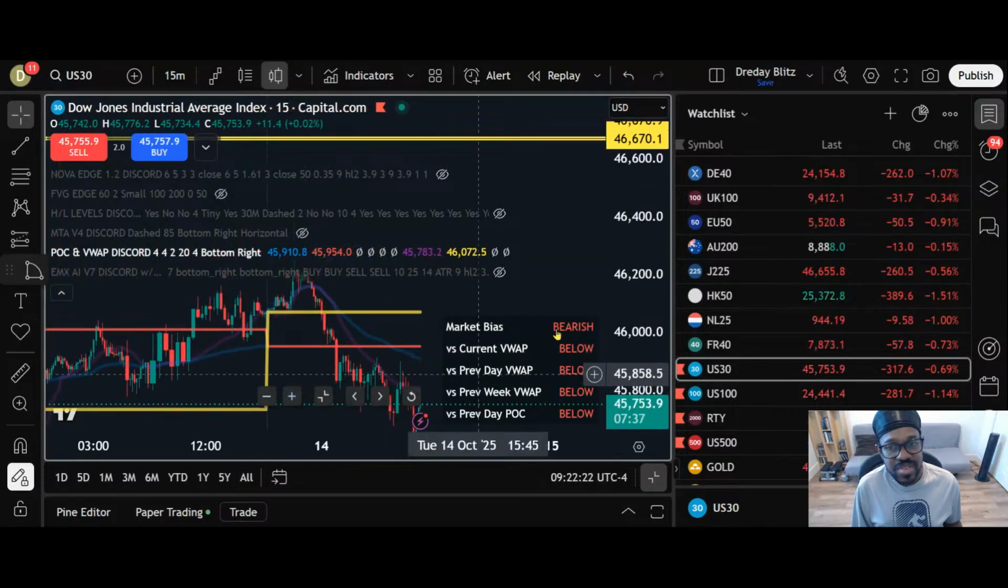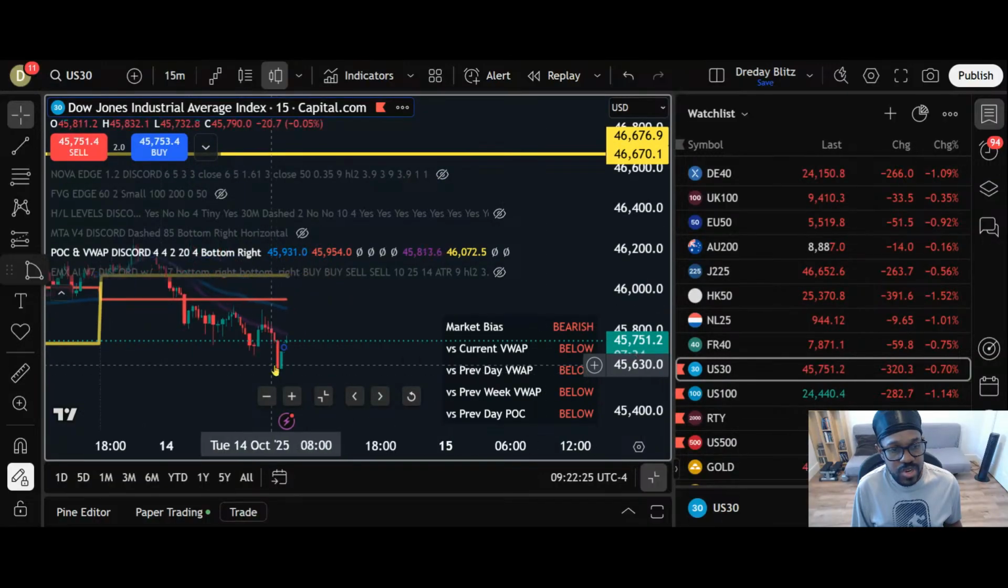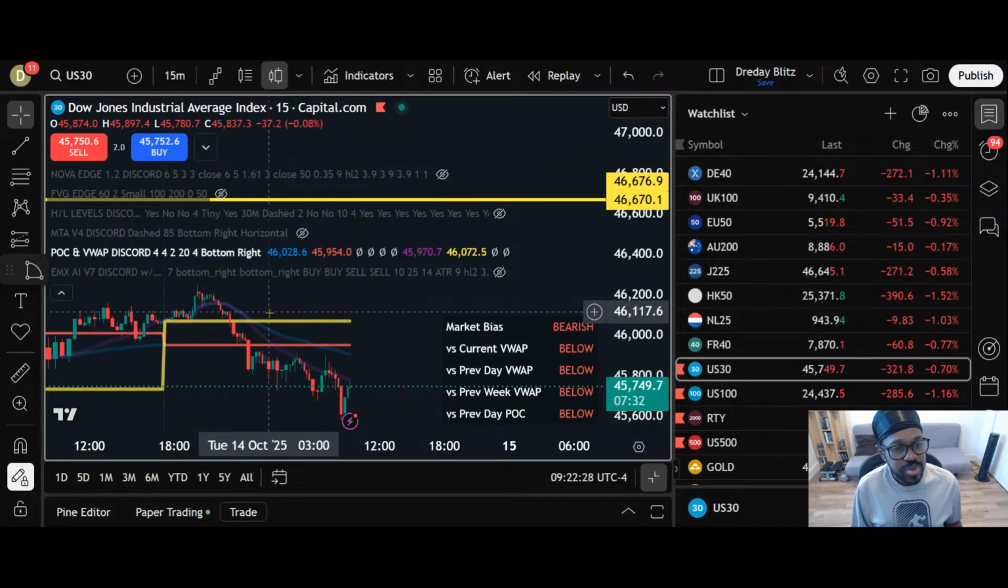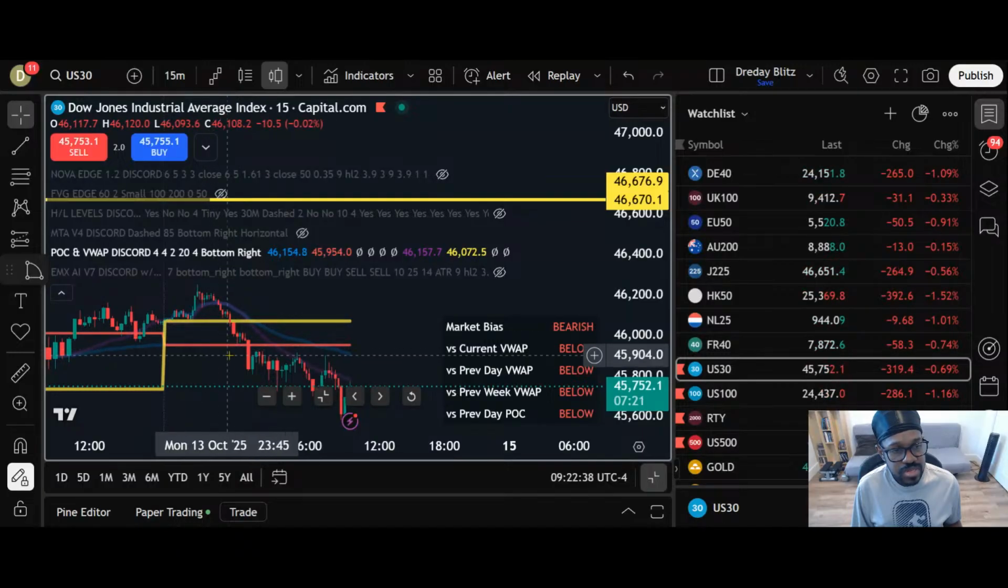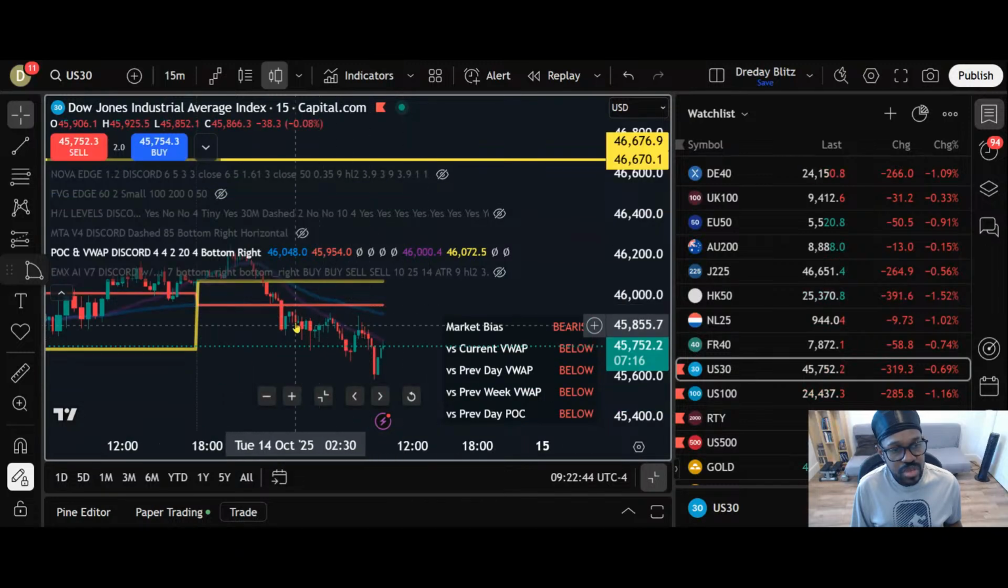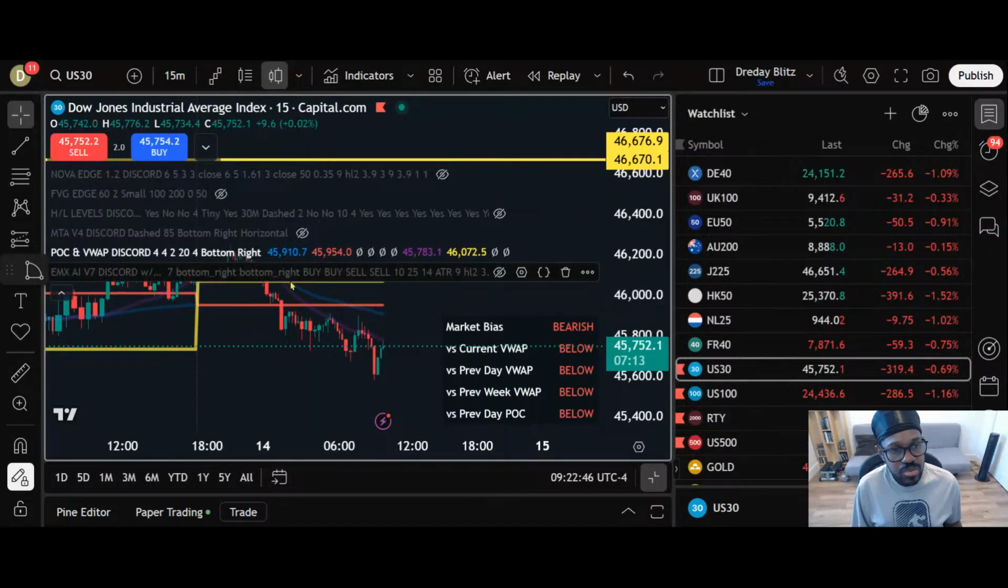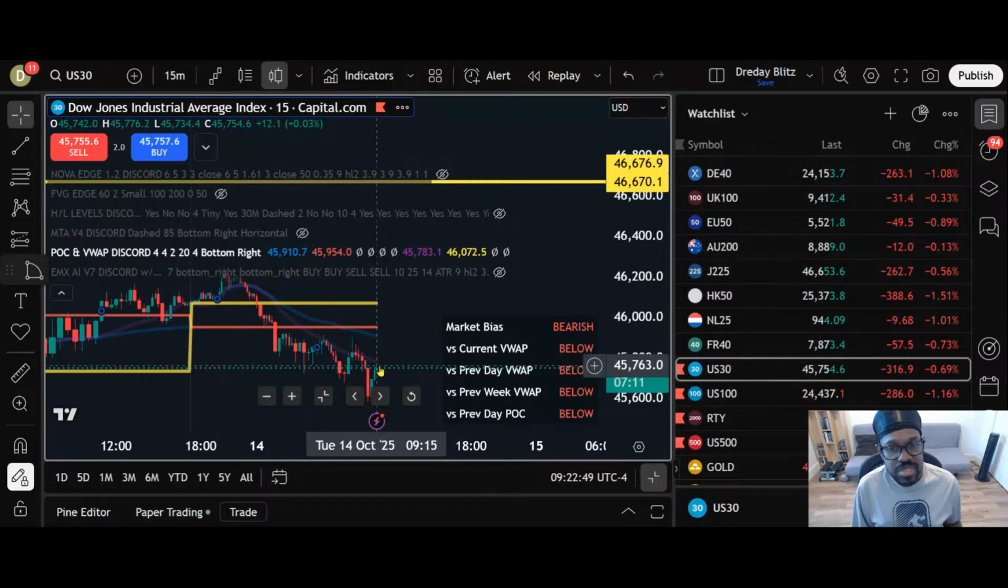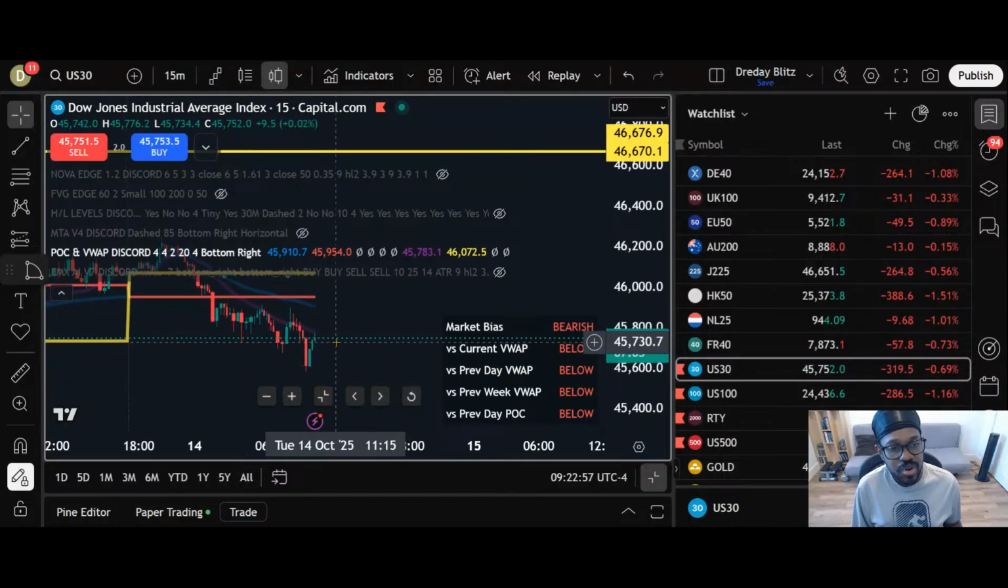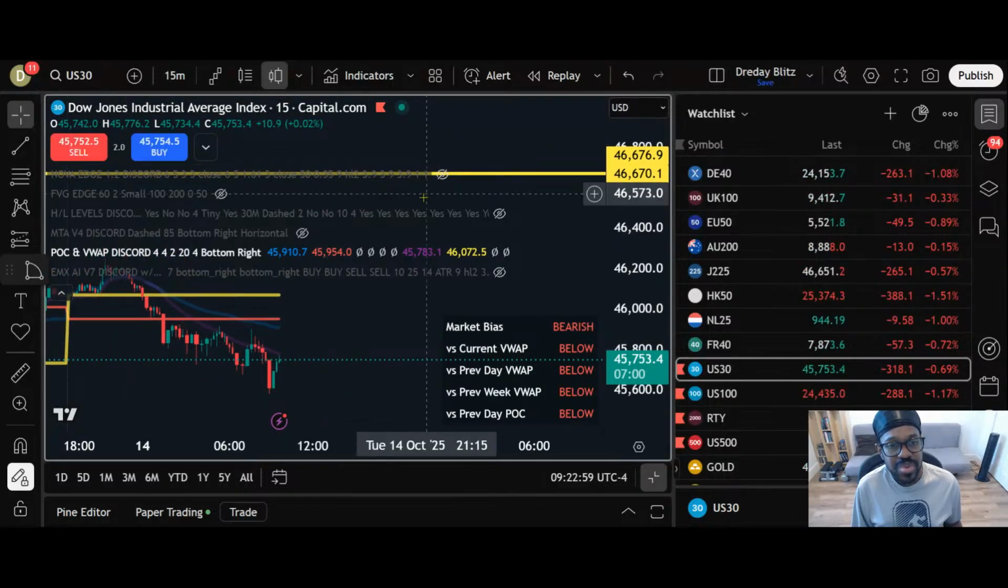Then we have POC and VWAP, which is point of control and volume weighted average price. This is the previous day point of control, so this is the data from the previous day that's giving you an actual average of the point of control. Same thing for the VWAP: this is the average price for the previous day. And pretty simple, if the current price is trading below those two lines, that means we're bearish. If it's trading above those two lines, that means we're going bullish. So right now we're still bearish.